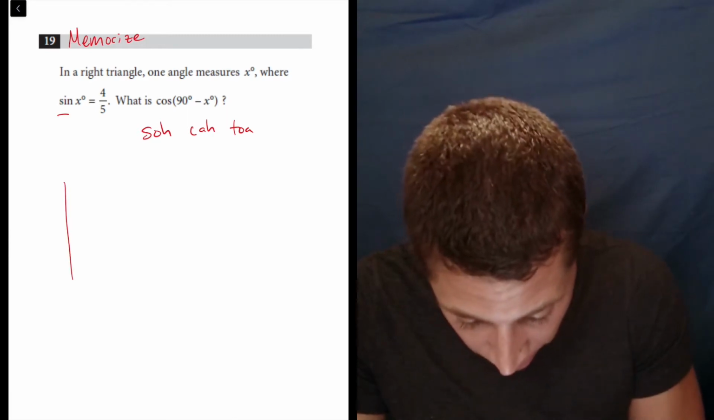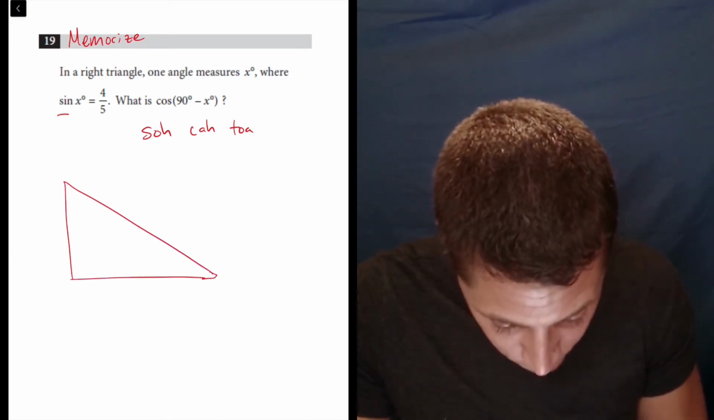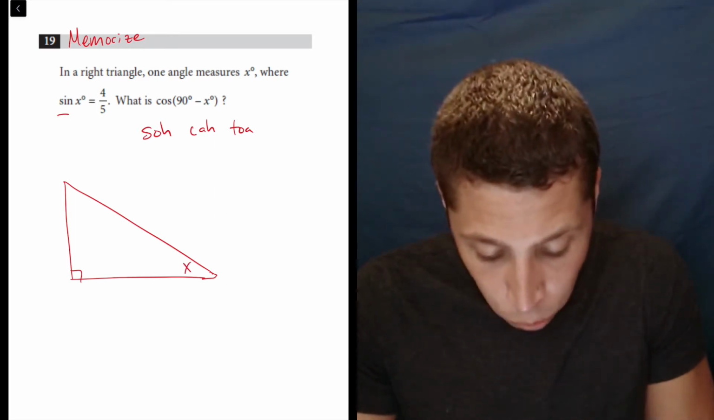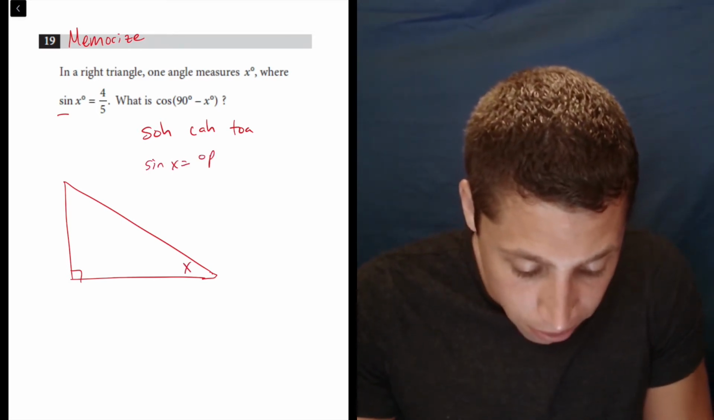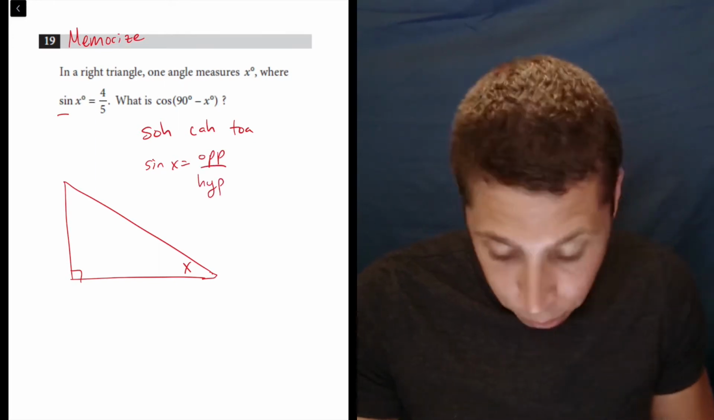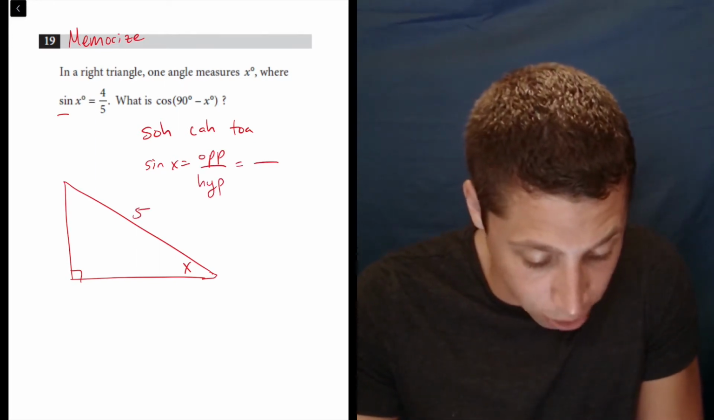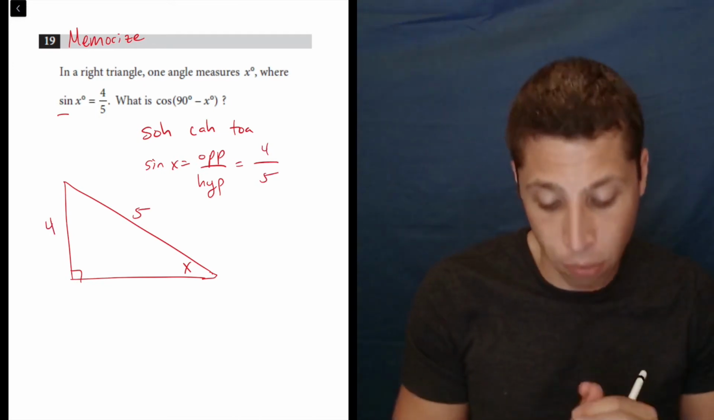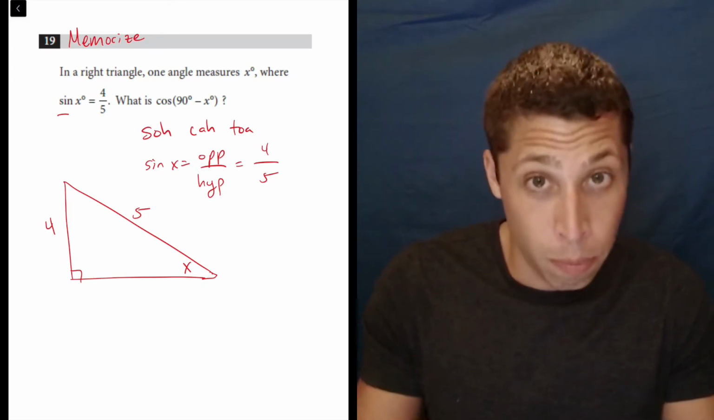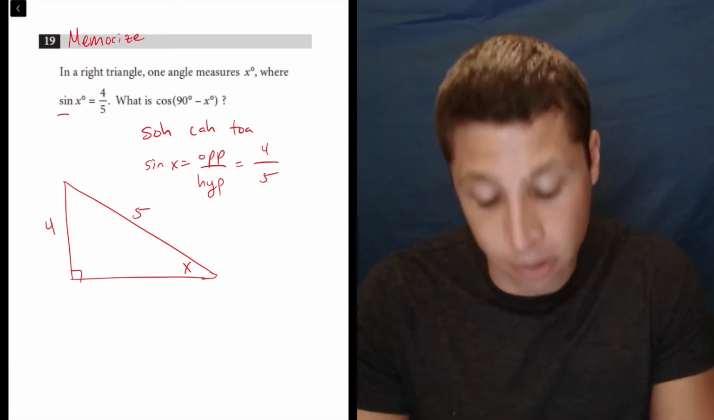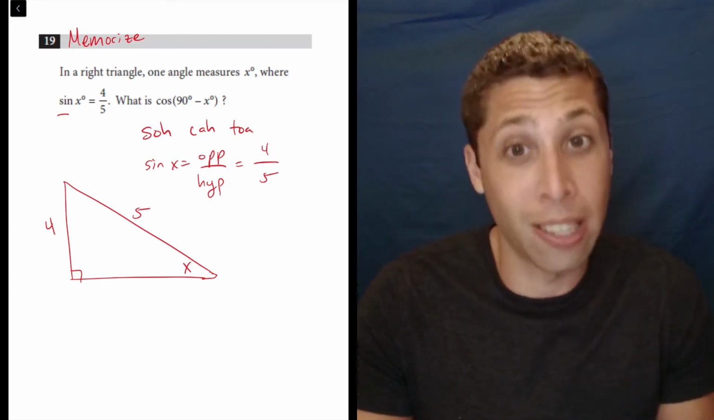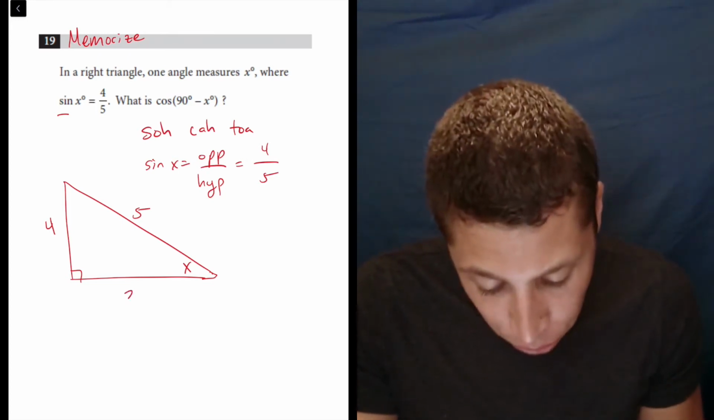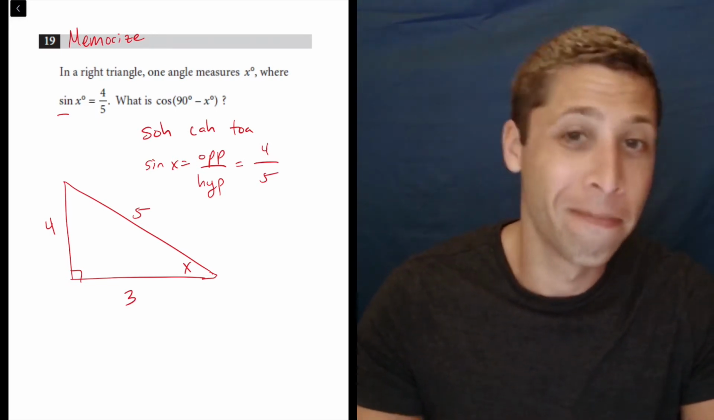So let's do it. So here's a triangle, right triangle. And the sine of x, let's just put it here, is equal to the opposite side divided by the hypotenuse. So the hypotenuse then has to be 5 to match up. And remember, the opposite side is across from the angle, so that means that that's 4. Now we could do Pythagorean theorem to find the other side because we have two sides of a right triangle. That means we could find the third, but hopefully you've memorized that 3, 4, 5 is a very common triangle.